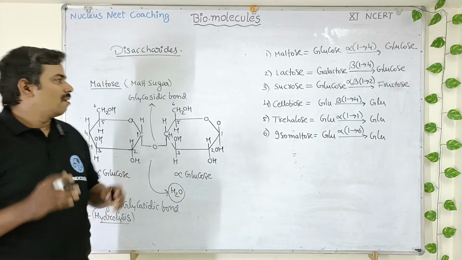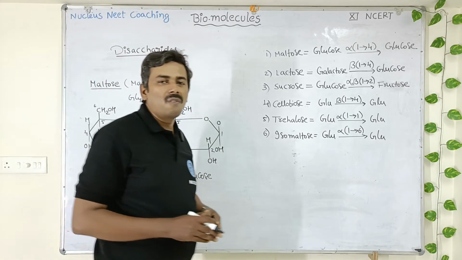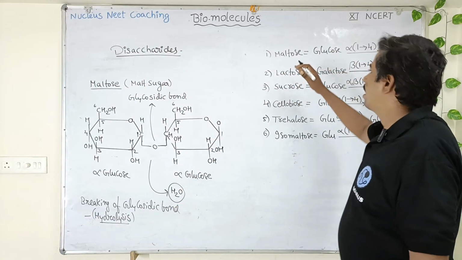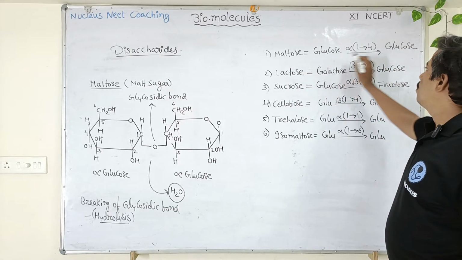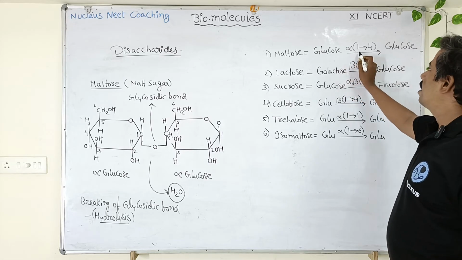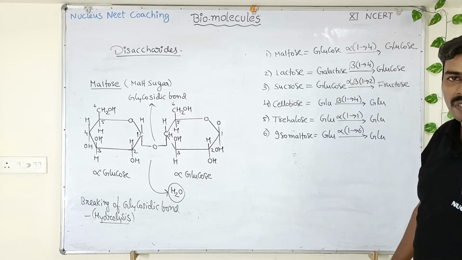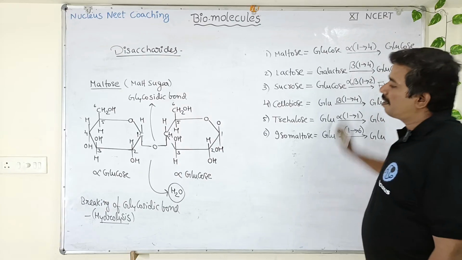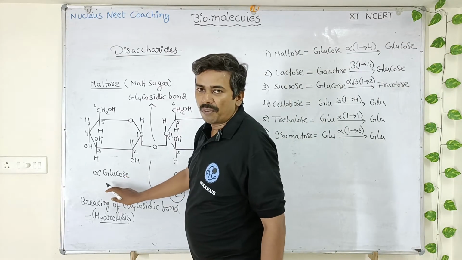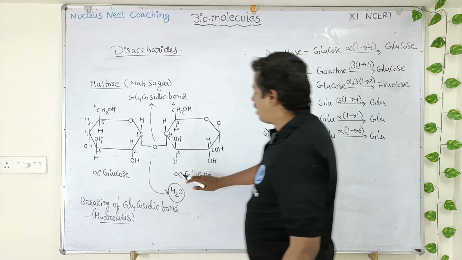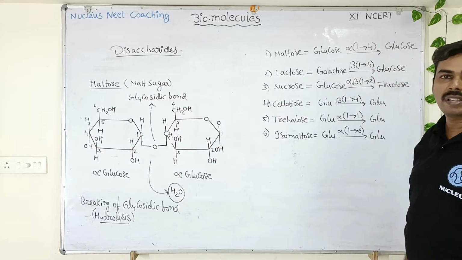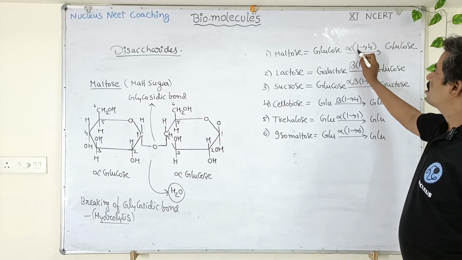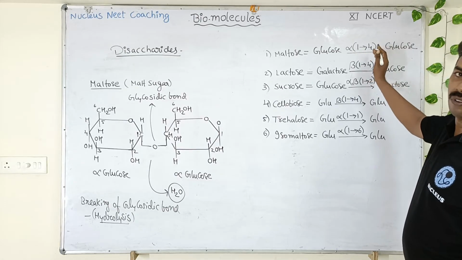Understood the concept? Now let us see some more examples of disaccharides. First disaccharide we have observed, maltose. Maltose is made up of 2 glucose molecules which are held by alpha 1 to 4 glycosidic bond. What is alpha here? Alpha represents the type of glucose. One alpha glucose attached to another alpha glucose. That's why alpha 1 to 4 glycosidic bond. 1 represents first carbon, 4 represents fourth carbon.